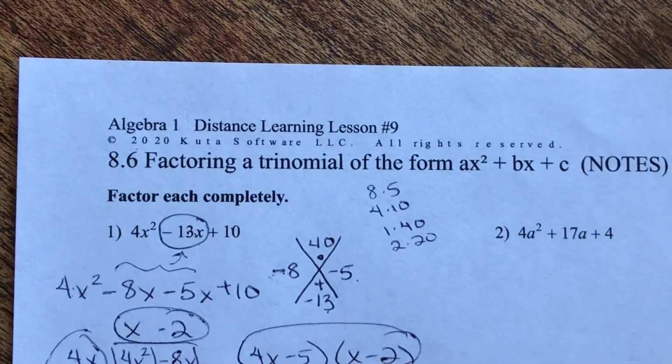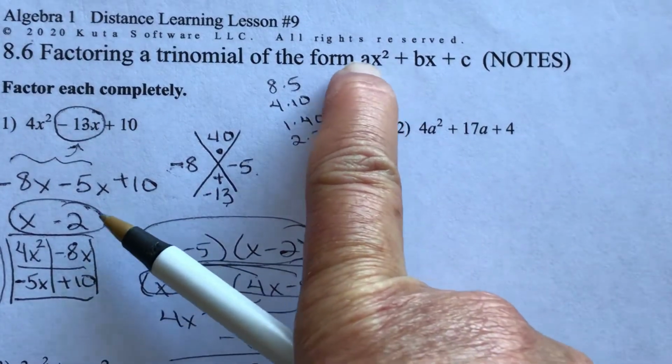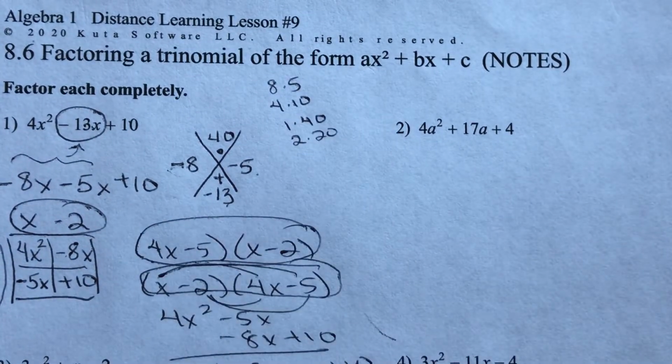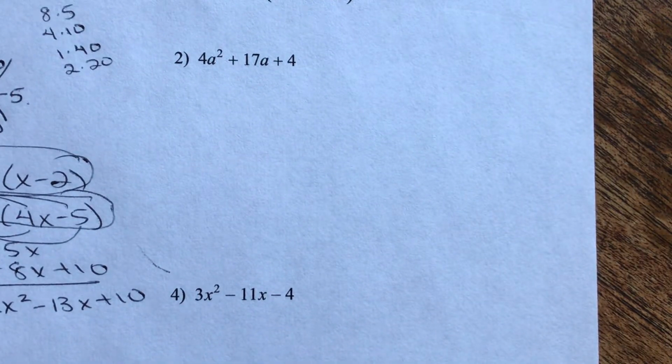Welcome back. We are on 8/6, factoring a trinomial of the form where the front coefficient is not 1, it's some other number. And we are on question number 2. We're using a technique called splitting the middle term and then using a Punnett Square to factor out the GCF. Okay, so let's get started.